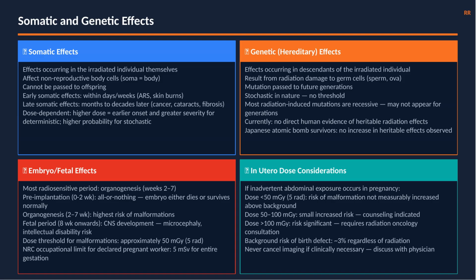Genetic effects are stochastic, no threshold. Most radiation-induced mutations are recessive. They may not become apparent for multiple generations. Important: no direct human evidence of heritable radiation effects has been observed in the Japanese atomic bomb survivor cohort, despite decades of follow-up. This does not mean the risk is zero. It means the effect is smaller than originally feared.